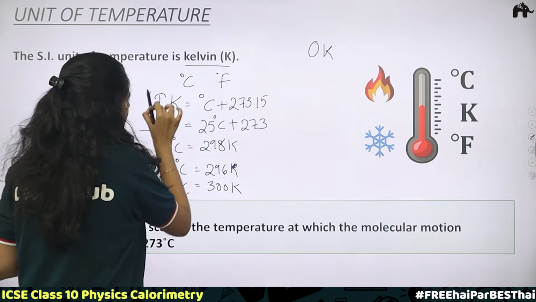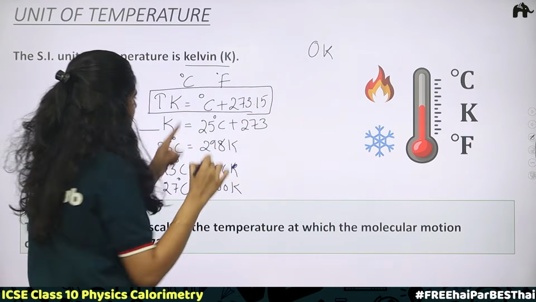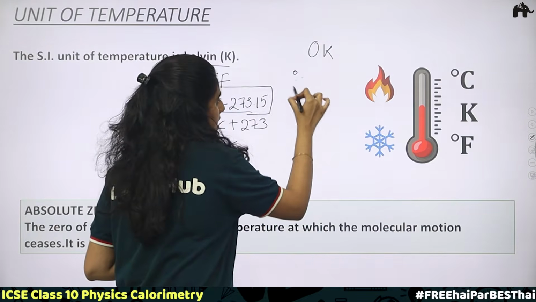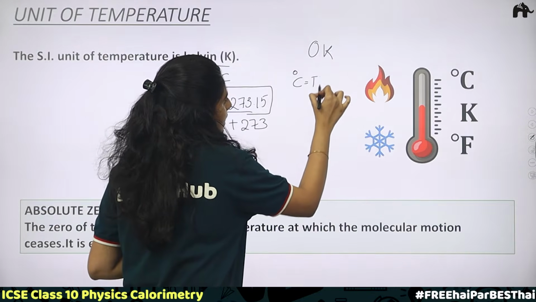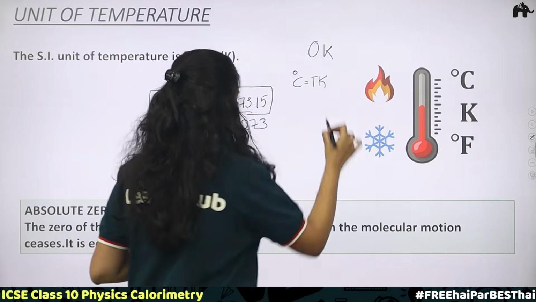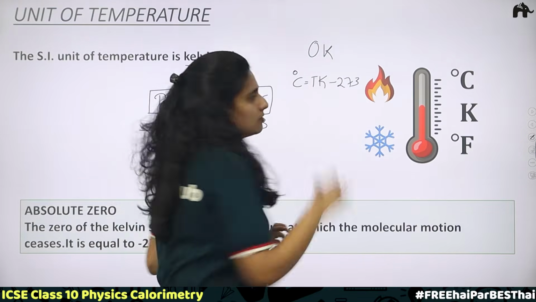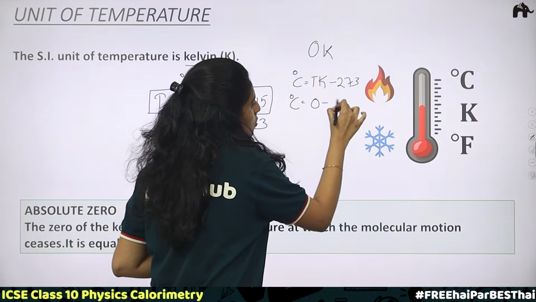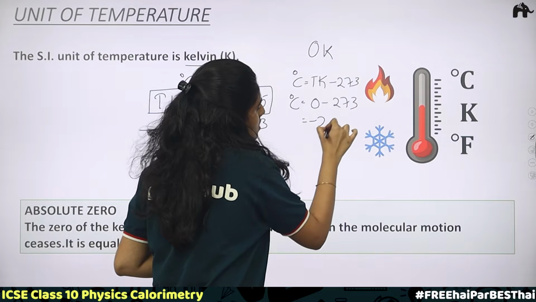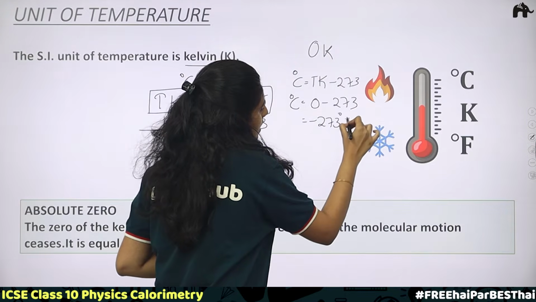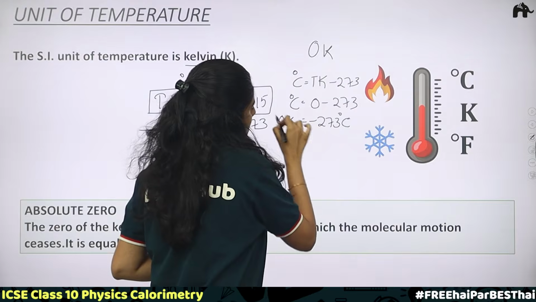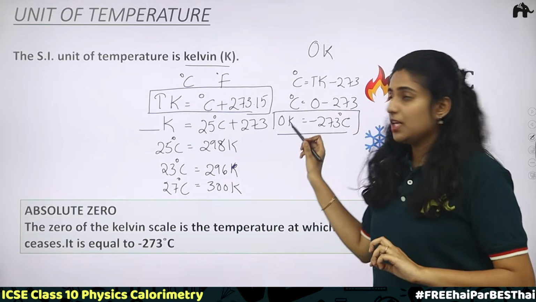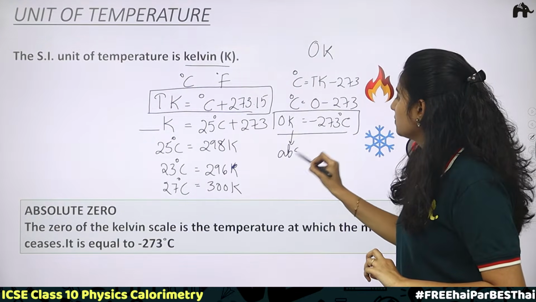As we said, T Kelvin is equal to degree Celsius plus 273.15. Then degree Celsius is equal to T Kelvin, where T is the temperature, minus 273. If it is 0 Kelvin, then degree Celsius will be equal to 0 minus 273, which is minus 273 degrees Celsius. 0 Kelvin is equal to minus 273 degrees Celsius. So this temperature is called absolute zero.